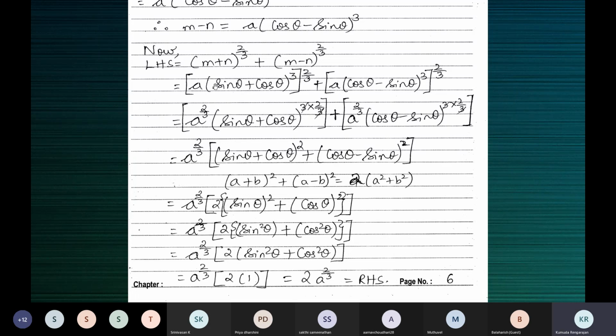In the bracket, we have this one and this one. This is raised to the power 2 by 3, and this one also will be raised to the power 2 by 3. But it's already raised to the power 3, so multiply the powers, 3 into 2 by 3. Same thing here.